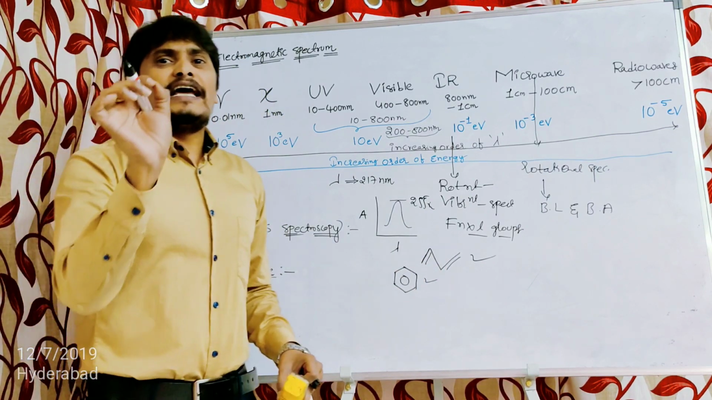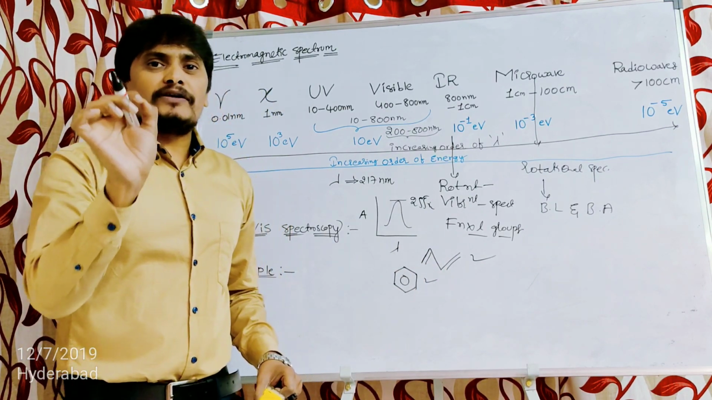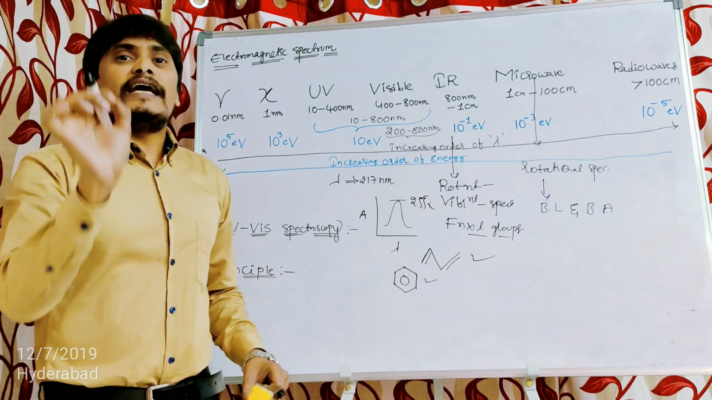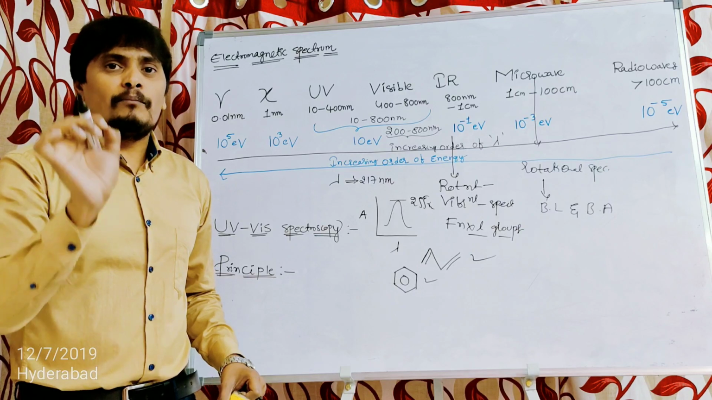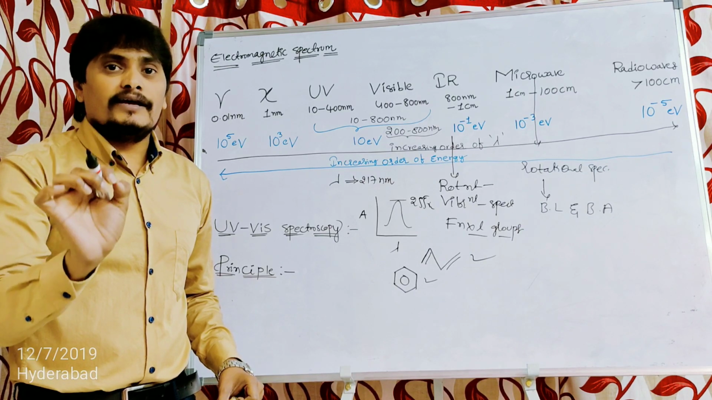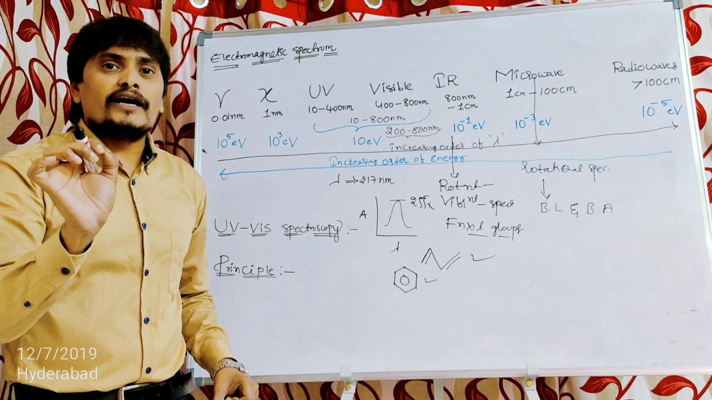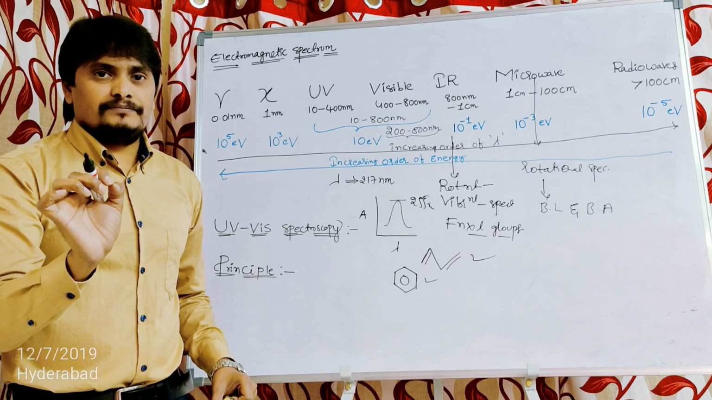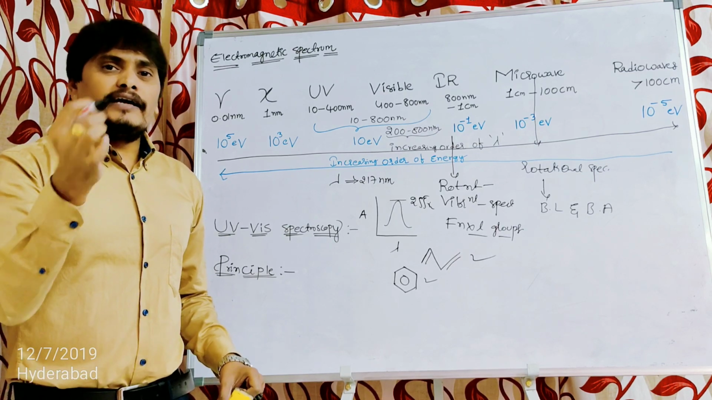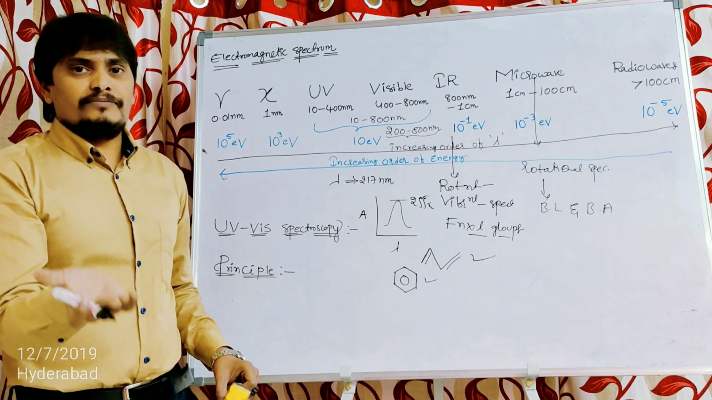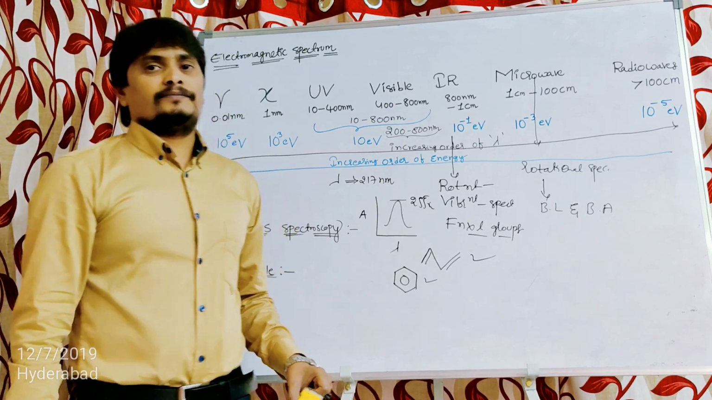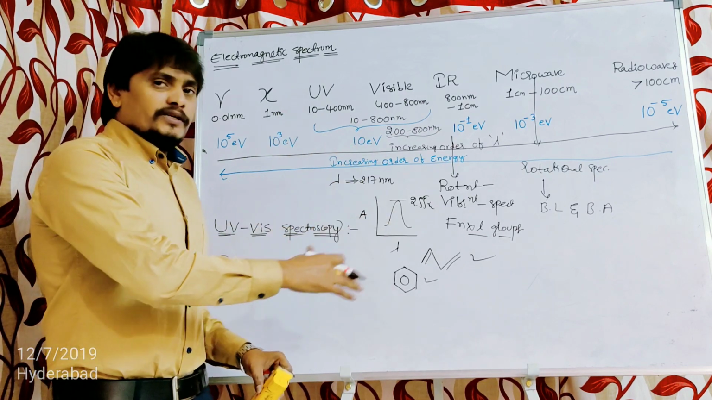So this is the importance of UV visible spectroscopy, students. It gives information about the number of double bonds present in the molecule. It gives information about the unsaturation present in the molecule. It will also give information about triple bonds as well. Unsaturation means double and triple bonds. I hope you understood this.